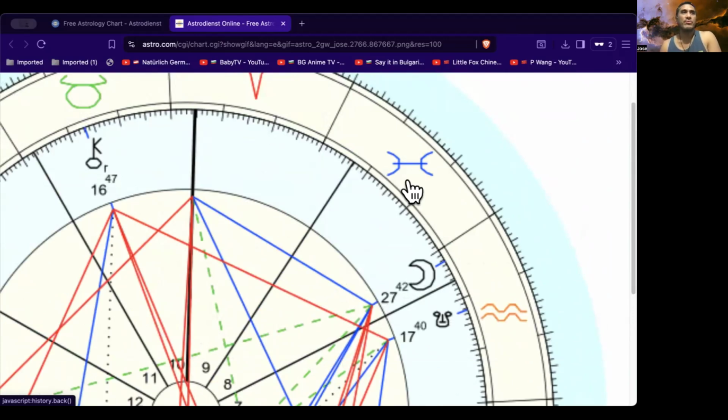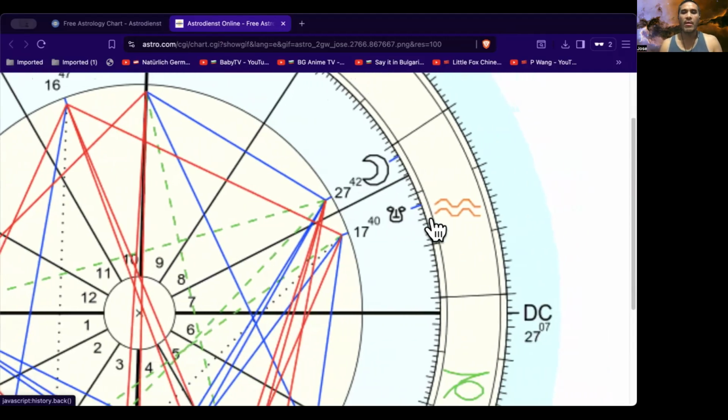And there are other points too, like the Vertex. I call it a point because that's what it is. It's not really a planetary body. It's not a luminary. It's not a personal planet. It's not an interpersonal planet. It's not an outer planet. It's not a dwarf planet. It's not a centaur. They're not fixed stars. They're not black holes. They're actually just mathematical points.